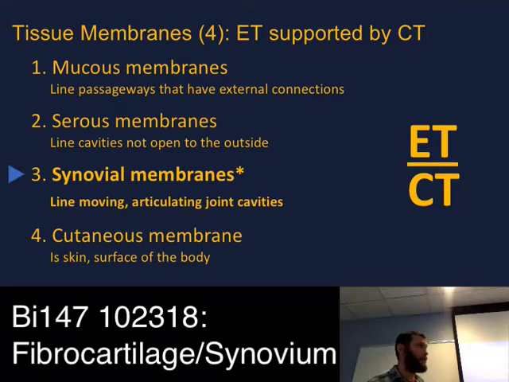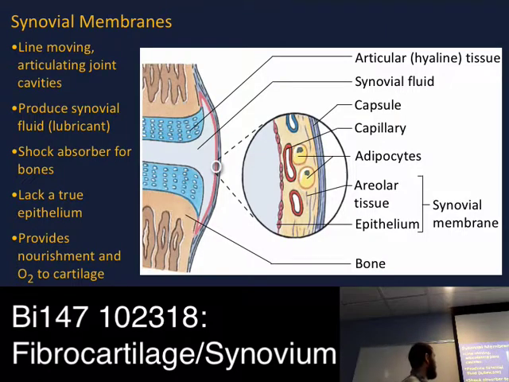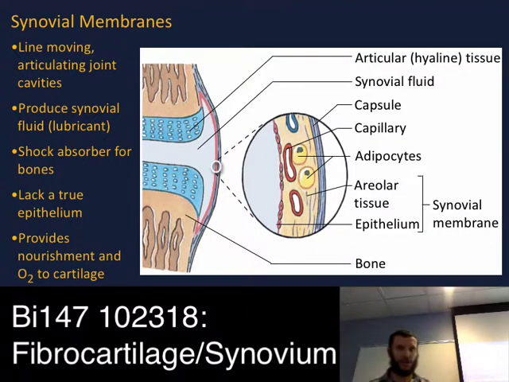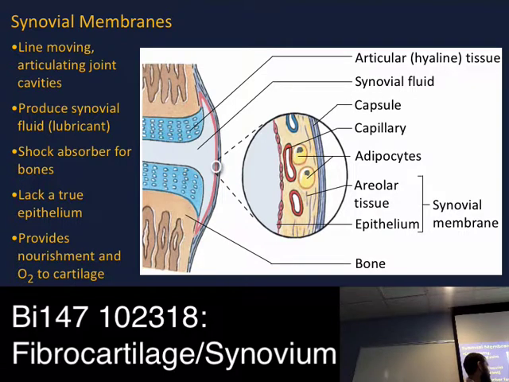Questions on this so far? So these synovial membranes line the inside of a joint cavity. So here's a bone, here's a bone, here's the articular cartilage. Here's another plate of articular cartilage. This is hyaline cartilage.